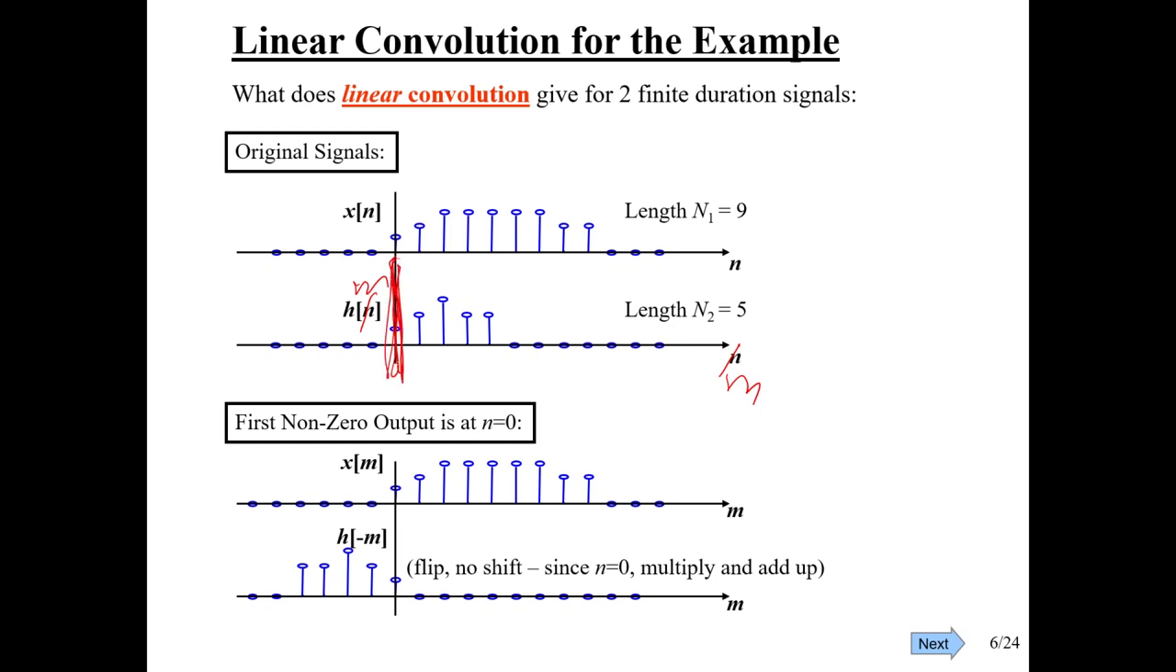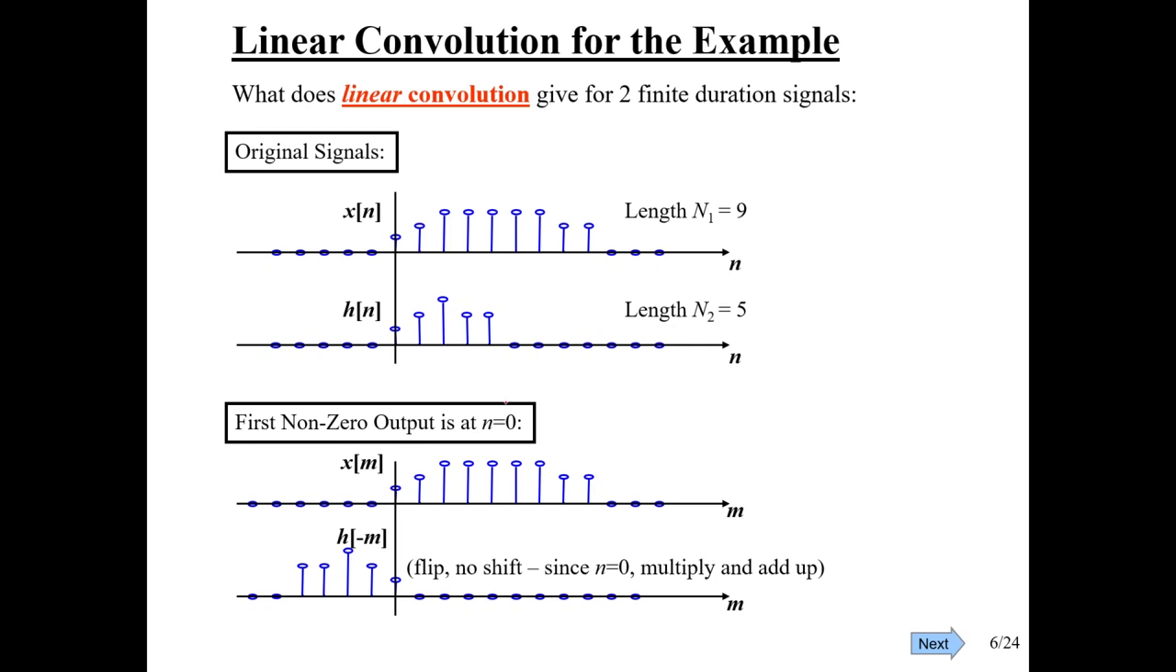So I'm going to anchor it there and flip it. And so now I get this. And so now this I label h of negative m. So I flipped. And if you remember, convolution involves this flip once and then a whole bunch of shifts. So for each output sample, I'm going to have to shift this by some amount.